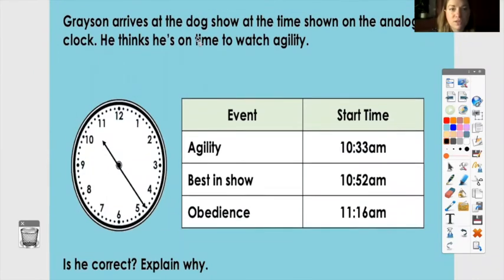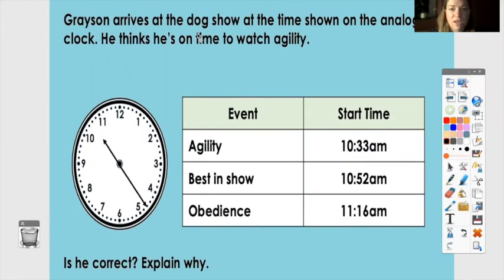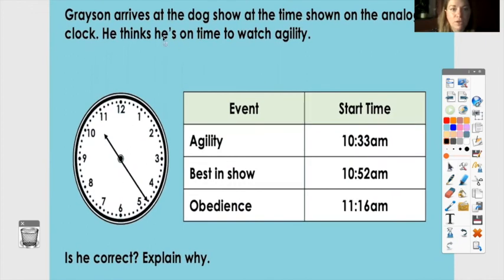Okay, 2 more questions for today. So Grayson arrives at the dog show at the time shown on the analog clock. He thinks he's on time to watch agility. So we've got lots of different things to think about here. We are reading information in a table, we're reading information on the clock, and then we've got to actually answer the question. So we've got 3 different events and the start time of each of them. So agility is the one that we are focusing on. So I'm just going to highlight that because actually I don't really need to worry about the other 2.